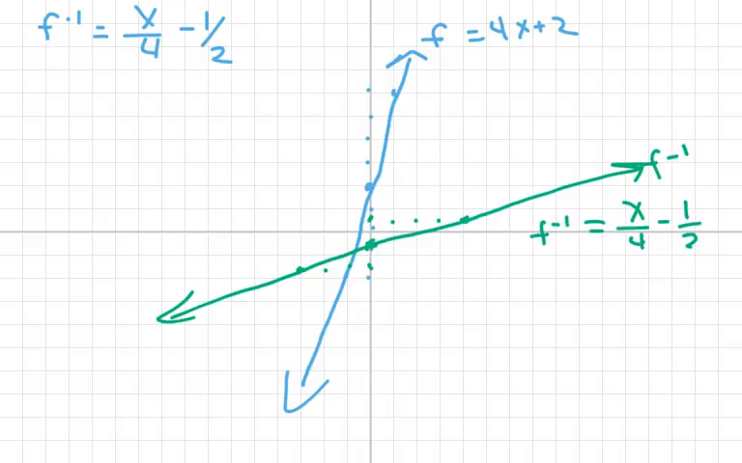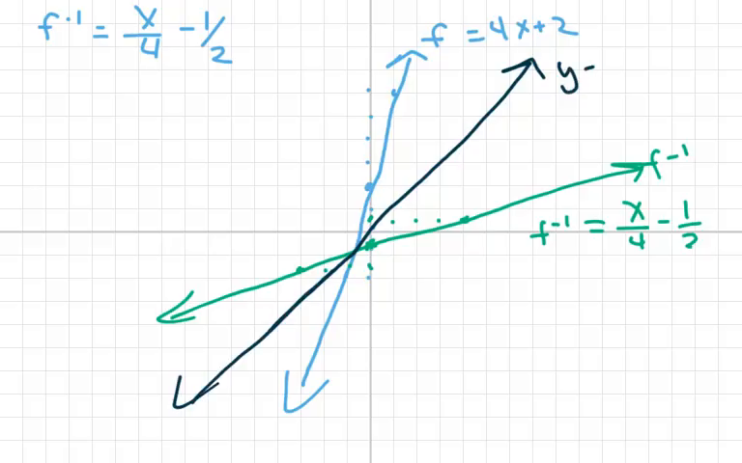And we're also supposed to include our line y equals x. So this is y equals x. They both reflect over y equals x if you did it right. Alright, this was number 49.